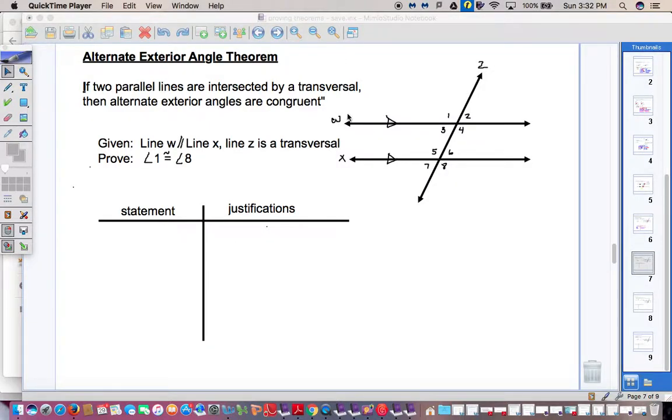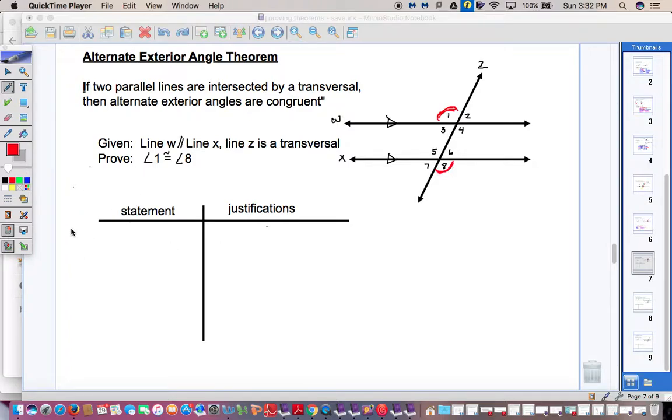We're going to talk about the alternate exterior angle theorem. The alternate exterior angle theorem says that if two parallel lines are intersected by a transversal, then alternate exterior angles are congruent. And here we're told that line W is parallel to line X and that line Z is a transversal. Okay, and so we're trying to prove that angle 1, this angle here, is congruent with angle 8.